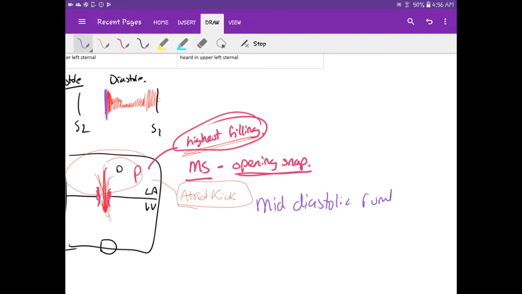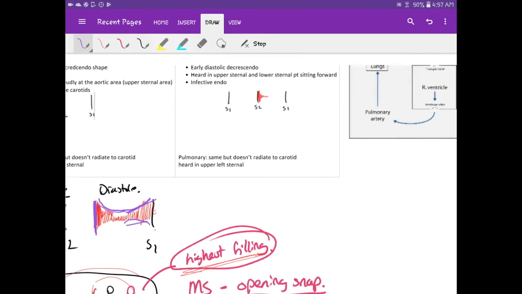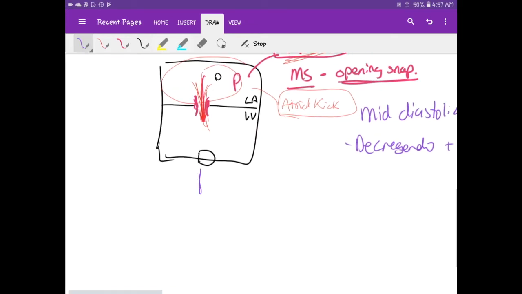Mid-diastolic rumble. The reason they call it a rumble is because it happens in a weird shape, like a U shape. But the other thing we can call it is decrescendo, because it happens in a decrescendo shape, which we talked about, plus a pre-systolic crescendo.